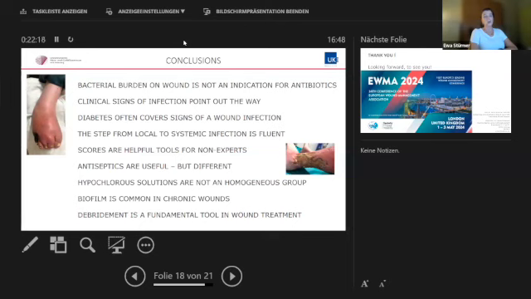In the end, debridement is a fundamental tool in wound treatment, but you have to do it more often, not only once, to get rid of all the bacterial burden and to keep the wound in the healing process.